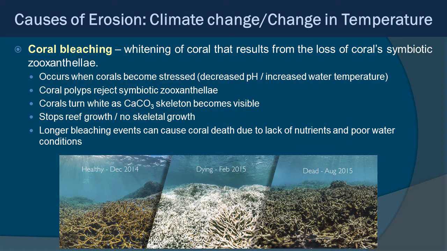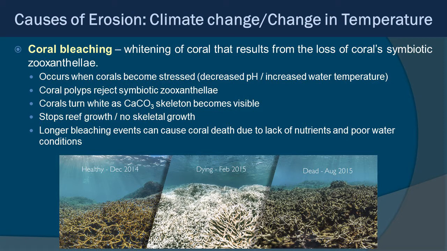The reason for this is that corals really don't have a lot of coloration to begin with. When the zooxanthellae, which really create their color, go away, all you have is clear tissue that reveals the calcium carbonate below, and that's why you get that white coloration. This essentially stops reef growth because there's no skeletal growth going on. They're not able to calcify very well at all. Longer bleaching periods can cause coral death due to lack of nutrients and poor water conditions.